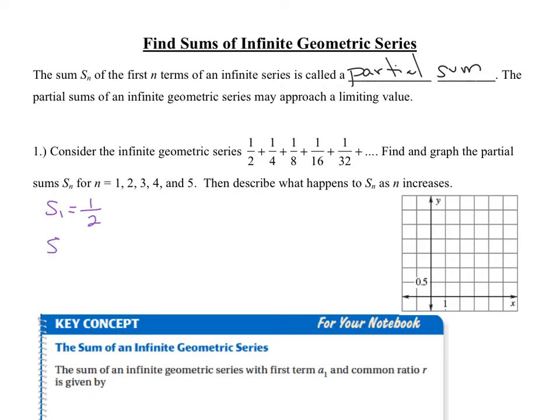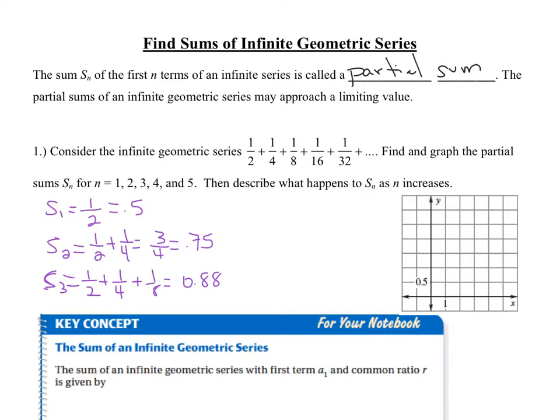And we're going to sum up the first two terms. In that case, it'll look like 1/2 plus 1/4. And when you add those together, you get 3/4, which is 0.75. So here you have 0.5, 0.75. If we sum up the first three terms, we'll have 1/2 plus 1/4 plus 1/8, and when you add those together, you get 0.88.